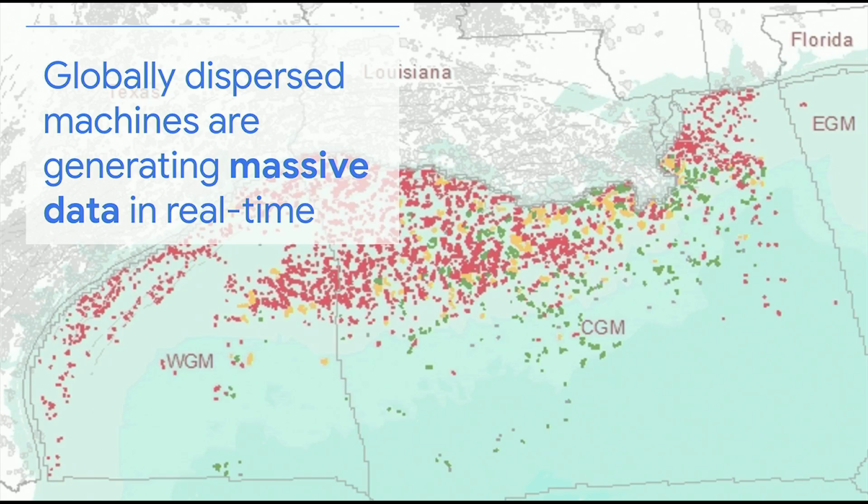So this is a map of oil and gas fields in the Gulf of Mexico. Let's do a thought experiment. Let's say that we have 1,300 oil and gas fields, and each oil and gas field has 1,000 sensors streaming data. Even if those devices are only streaming 100 bytes per second, that still makes 137 megabytes per second in total, or over 8 gigabytes per minute, or 11.5 terabytes a day.